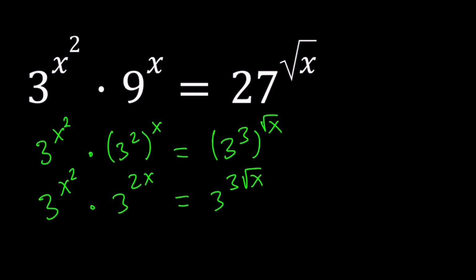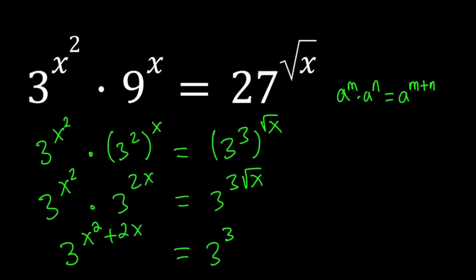Now on the left hand side, we have a product. When you multiply two powers with the same base, you add the exponents, right? That's the rule. If you have a to the power m times a to the power n, it just becomes a to the power m plus n. So by using that rule, we can write 3 to the power x squared plus 2x, and that is equal to 3 to the power 3 square root of x.